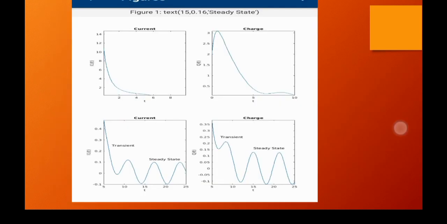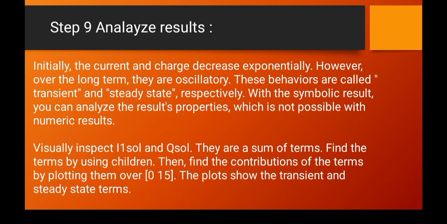We get the following graphs and plots. So step 9 is to analyze the results we have got. Initially, the current and charge decrease exponentially. However, over the long term, they are oscillatory, and these behaviors are called transient and steady states respectively. With a symbolic result, you can analyze the results properly, which is not possible with a numerical result.